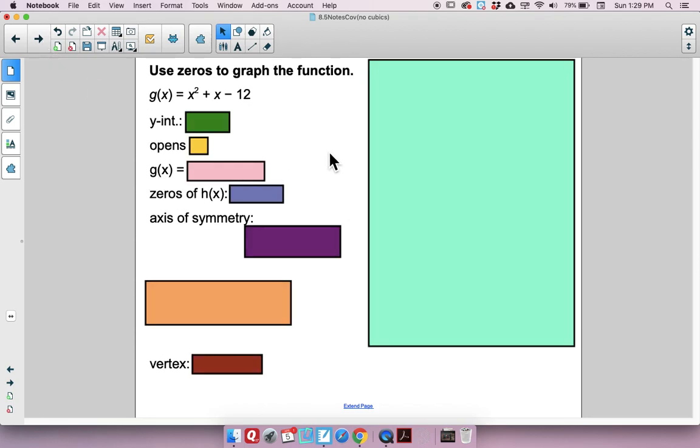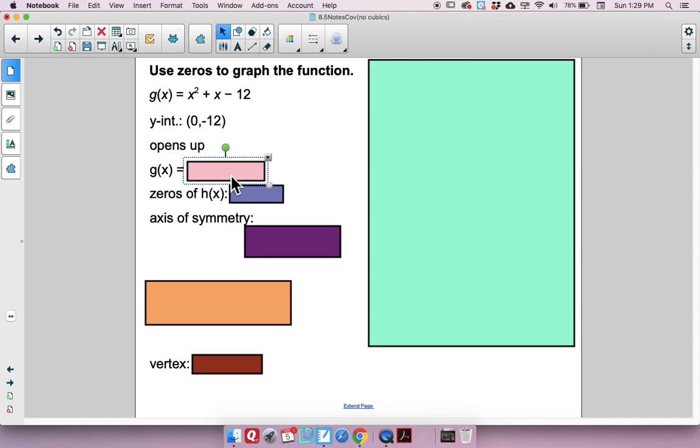Use zeros to graph the function. Okay, so go ahead and try this one. Again, plot points as you go. Okay, so obviously not in x-intercept form. But what we do notice is that I can pull my y-intercept here. It's going to be 0, -12. I know it opens up because a is a +1. I need to figure out what my axis of symmetry is, and I can figure out what my zeros are.